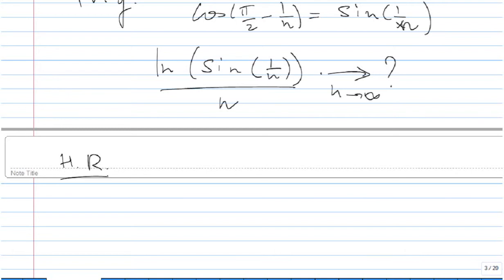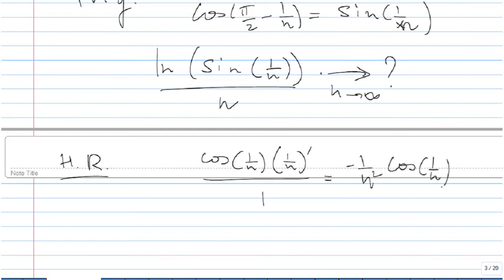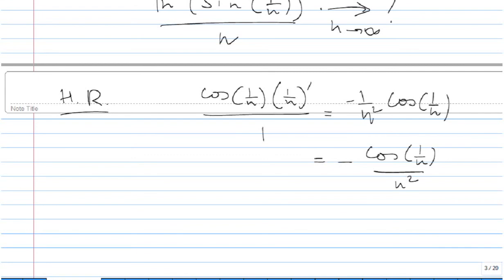So the derivative of the top will be cosine 1 over n times the derivative of 1 over n, over 1. And that will be minus 1 over n squared cosine of 1 over n. So this gives me minus cosine of 1 over n over n squared. Okay? So we see that the cosine of 1 over n goes to cosine of 0, that's 1. And 1 over n squared goes to 0. So the limit here will be 0 times 1 equals 0.